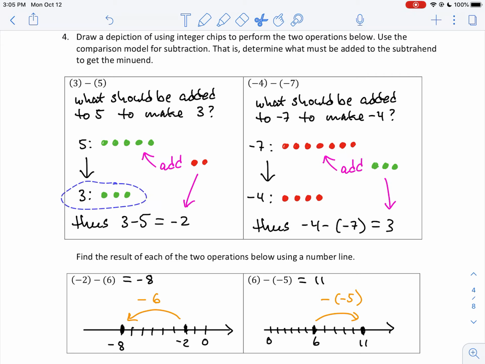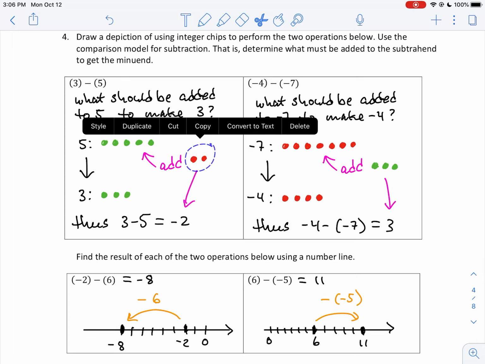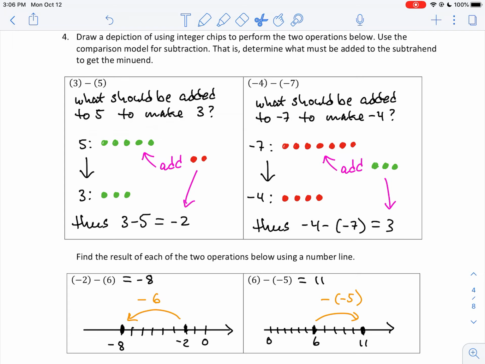Well, the net effect is to get rid of 2 of these greens right there, and that's how you can get 3. But I have to ask myself, what do I add to 5 to make 3? Well, you want to add 2 reds. So once you answer that question, when you add these 2 reds and put them there, it cancels those greens. That's just one way to remove 2 greens, is to add 2 reds. So the end result, since we answered the question, is -2. So therefore 3 minus 5 is -2.